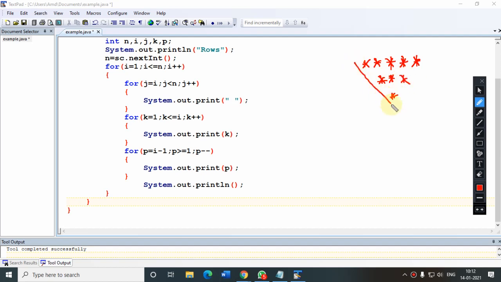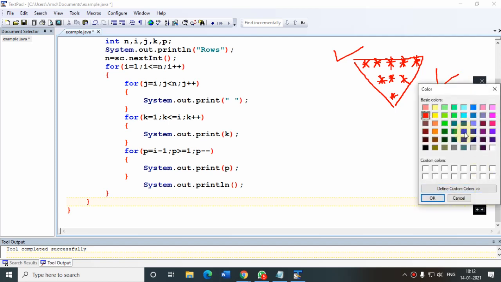There is a reverse triangle of star asterisk. Please note down. Let's try at home. We are going to do some new program. Copied this one, everyone? Yes, sir. Good.